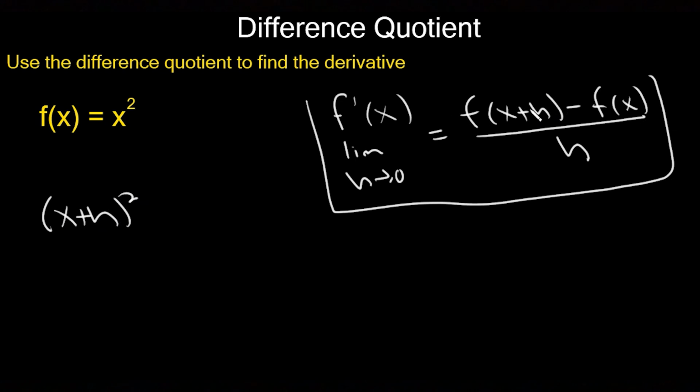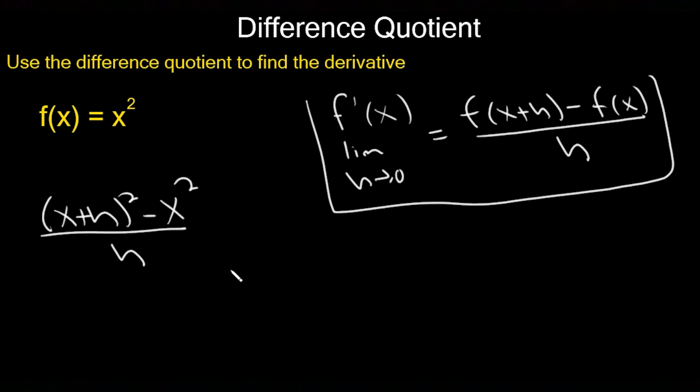And then what comes next? So I did this part right here. Now I have to move on to this part right here. I have to minus f of x. Well, what is f of x? It's going to be x squared, right? So I'm going to put minus x squared here, okay, all over h.